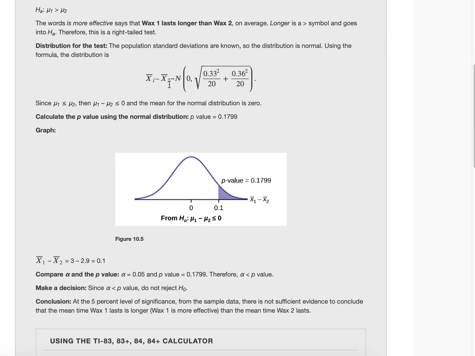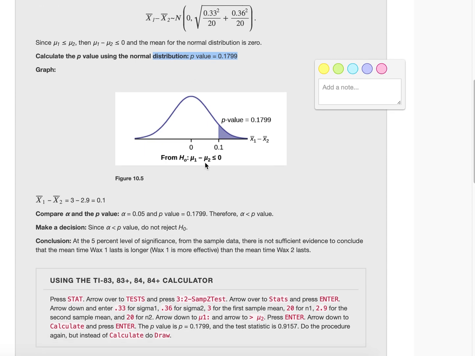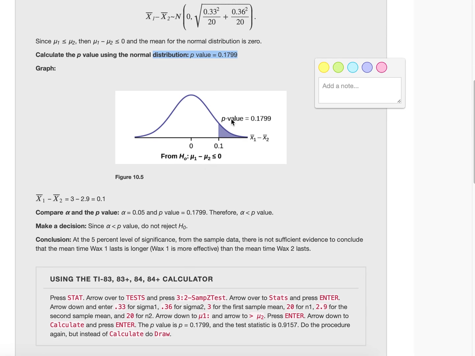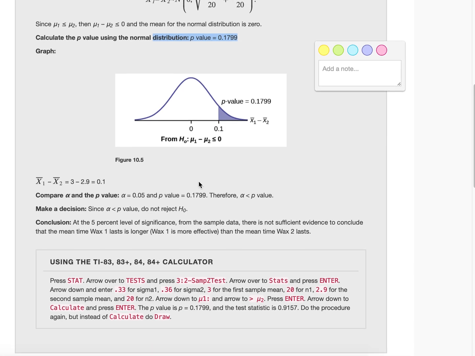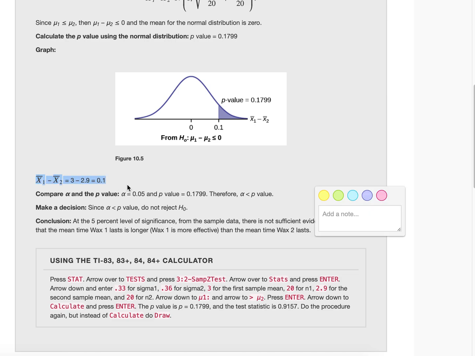And so I can look at my difference of my means. I can calculate this out. Since mean 1 is less than or equal to mean 2, the difference between those two means should be less than or equal to 0. So I'm going to calculate my p-value, and I get this for my p-value. And if you look at your graph, I get a p-value of 0.01799. And my critical value from subtracting the two means that I have is 0.1.